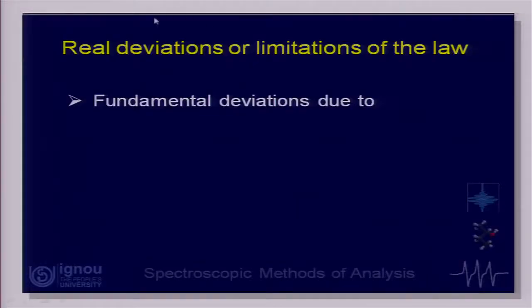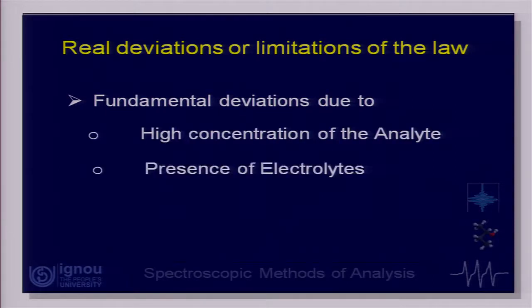Okay. Let us begin with the real deviations, or the limitations of the law. The real deviations are fundamental deviations, and they arise because of two factors: high concentration of analyte or the presence of electrolyte. Let us see what happens in these cases.